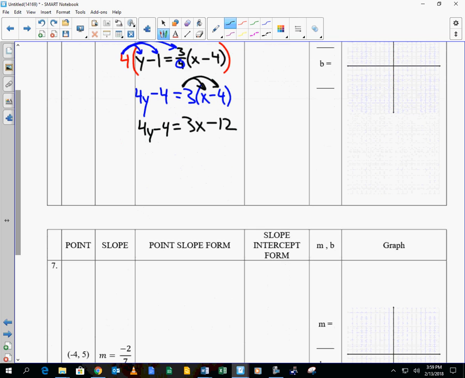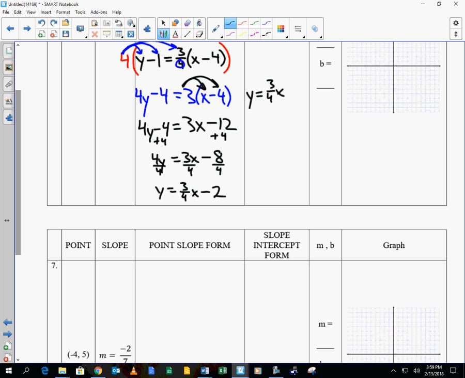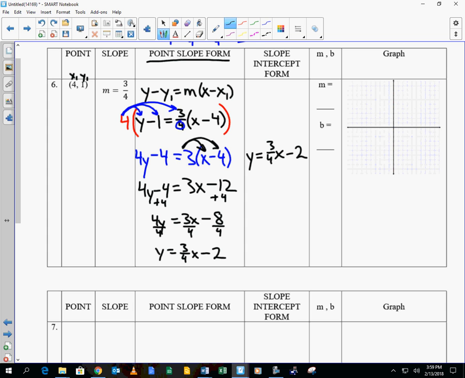Solve for y. We're going to add the 4 to both sides. We get 4y is equal to 3x minus 8. Divide by 4. y equals 3 over 4x minus 2. So that's the slope-intercept form. y equals 3 over 4x minus 2. Okay? That's what I've got for slope-intercept form. So the slope is 3/4, and the y-intercept is negative 2.